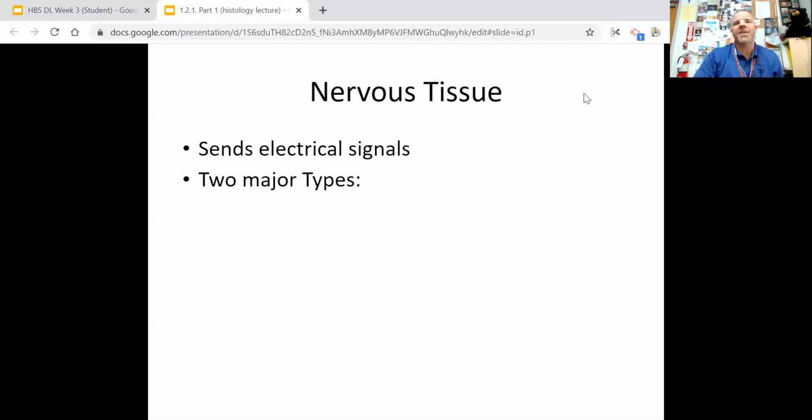There are two major types of nervous tissue or neural tissue. The first type are neurons or neuronal tissue. And these are what we call the functional cells in the nervous system. These are the cells in the nervous system that are actually communicating and using electrical signals. These are the type of neurons that make up nerves in your body.